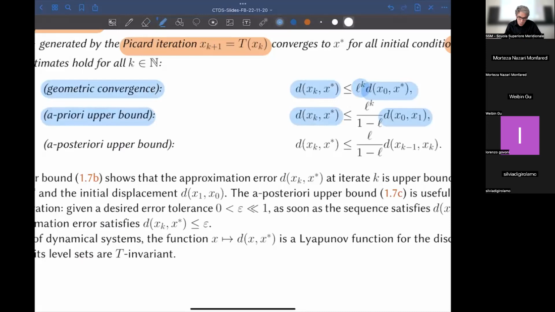Or there's an a posteriori bound where you don't do the calculation, you do a while loop, and you check that your kth jump from k minus 1 to k, multiplied by L over 1 minus L, is below epsilon. Now you know you're within an epsilon of the final solution. Does that make sense? So you just check a posteriori.